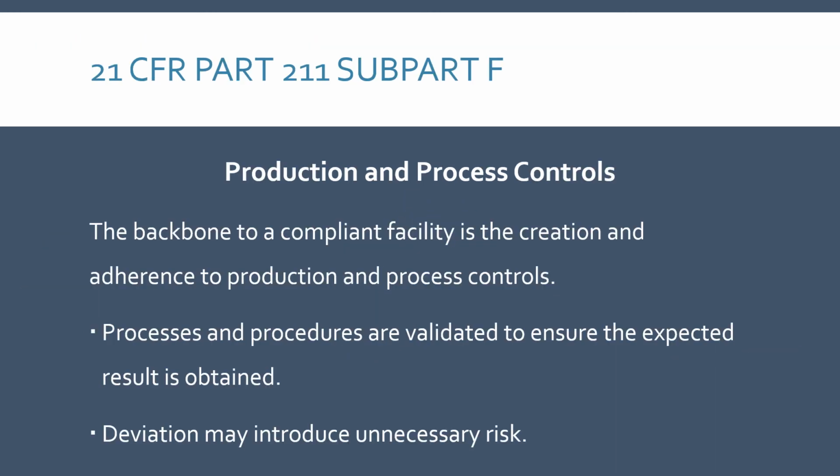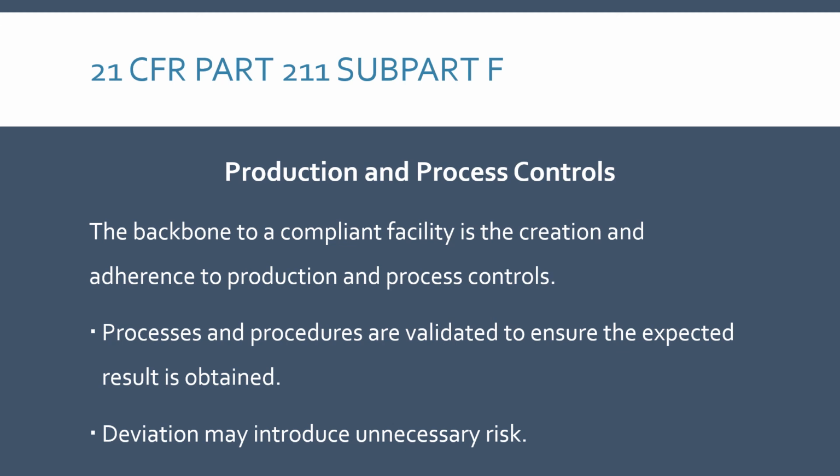So part F is production and process control. So that's ultimately the backbone of a compliant facility, is the creation and adherence to production and process controls. The biggest thing is you can come up with processes to meet compliance, to meet regulation rules, but the people that are implementing the processes have to adhere to the processes. If they don't adhere to the processes, you run the risk of being non-compliant. So pharmaceutical manufacturing, it is extremely important that you adhere to the process and their controls.